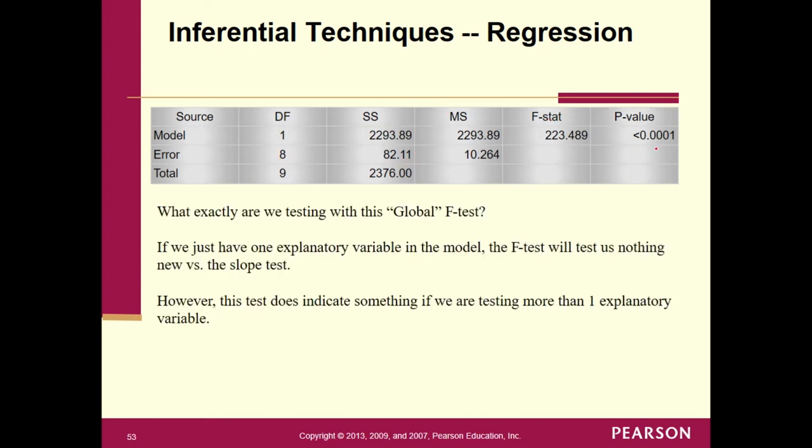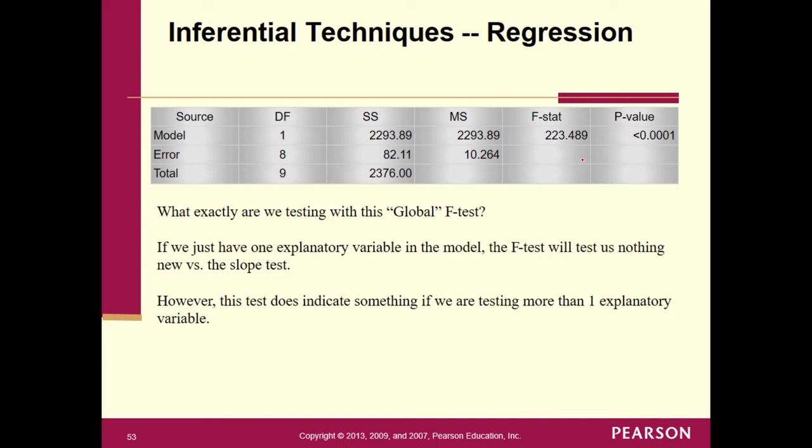So what exactly are we testing with this global F test? If we just have one explanatory variable in the model, the F test will tell us nothing new versus the slope test. In fact, the p-values for the slope test and this will be exactly the same. If you took the test statistic in the slope test and squared it, you would get exactly this right here. I'm not going to go back; just trust me on that one.